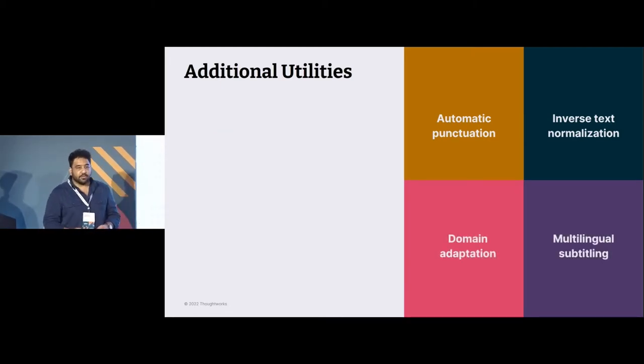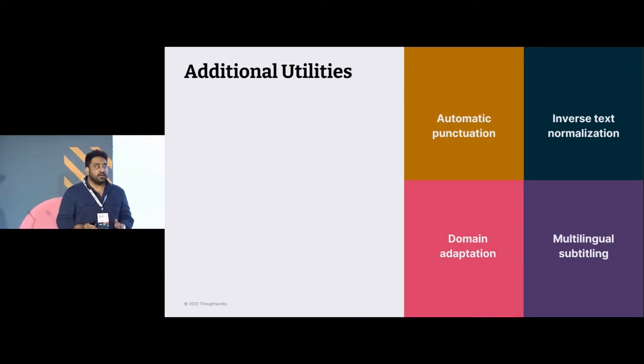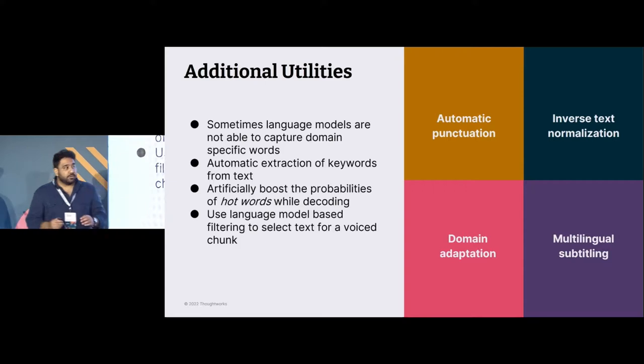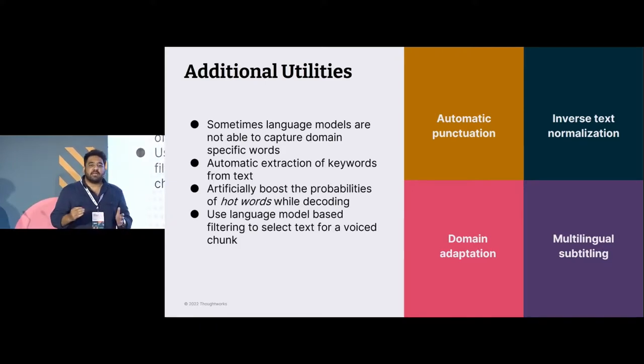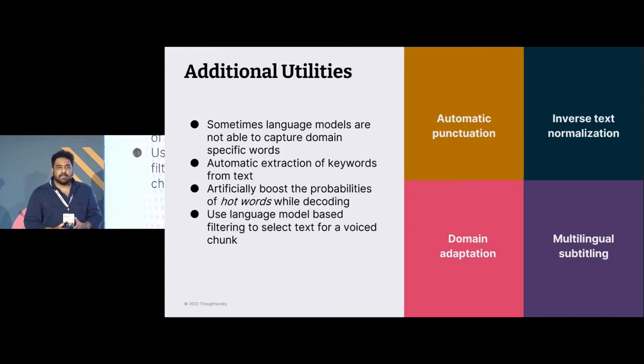So the next thing I wanted to talk about is domain adaptation and multilingual subtitling, right? So what is domain adaptation? A lot of times you want to use your ASR models in a particular domain, and those words might not be present in training, like in finance domain or in medical domain, a lot of medical terminology, right? So how do you make sure that your ASR models are working fine even there, right?